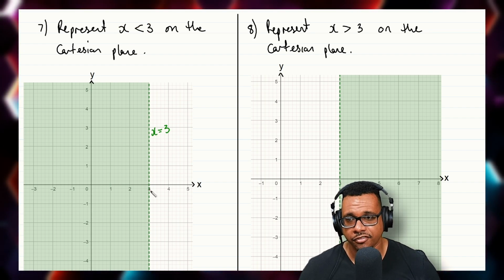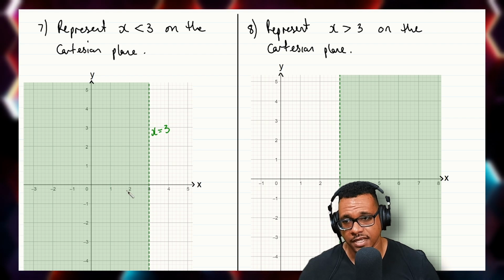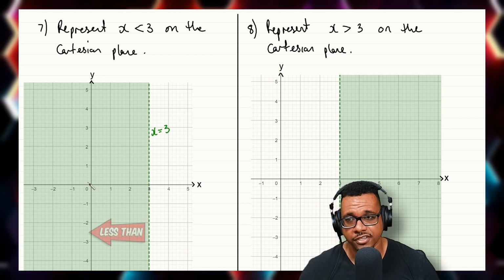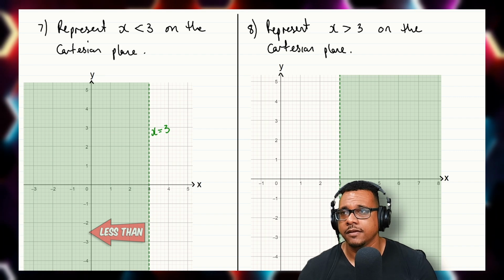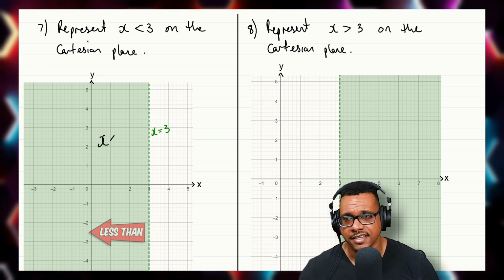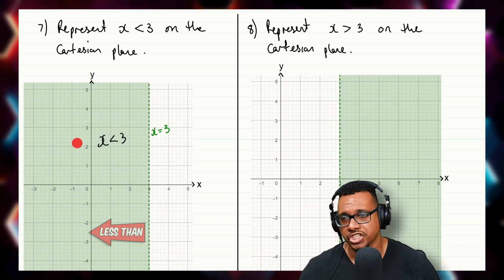And again, less than 3 means, looking at the x-axis, we have 2, 1, 0. That's less than 3. So we shade in this side of the x-axis, which is the left-hand side. So on this side, we have x is less than 3. That's our shaded region.